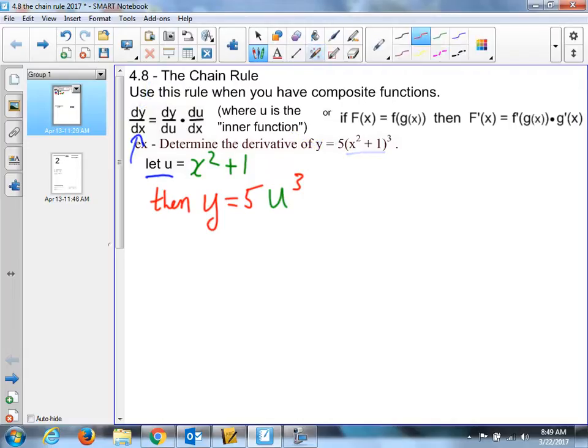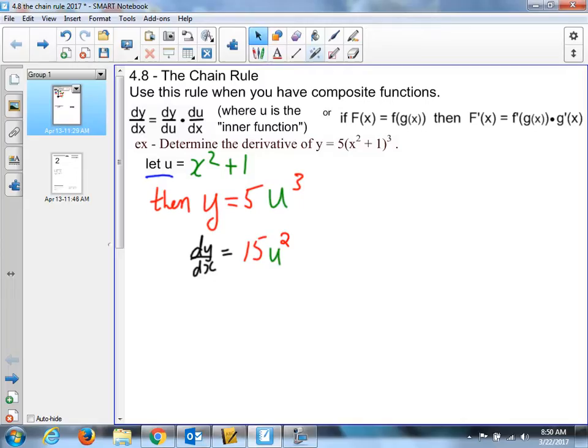So I'm going to call that dy by dx is equal to, well, dy by du, which is, what's the derivative here? The dy by du part. 15u squared, right? Okay. We took the derivative basically of the outside function. Do you guys know what I'm talking about when we're, remember how we called this u? So the outside function is 5 something cubed, right? 5u cubed.